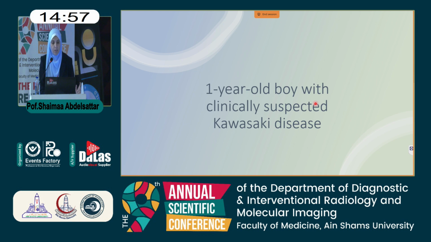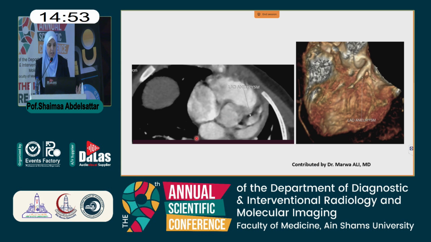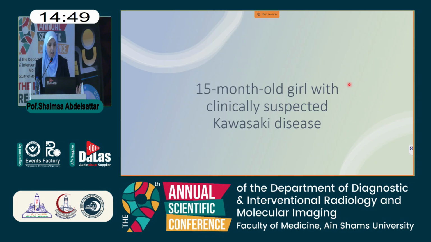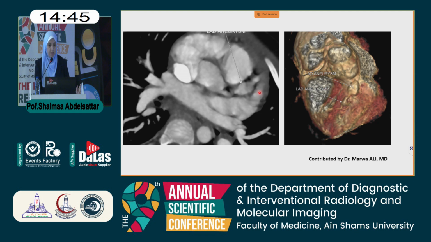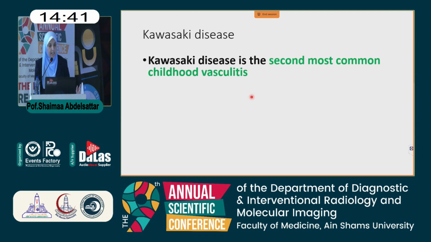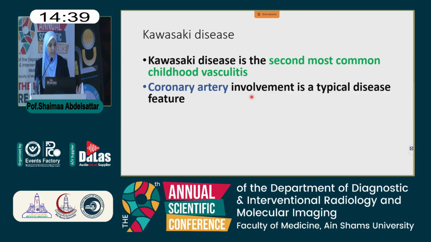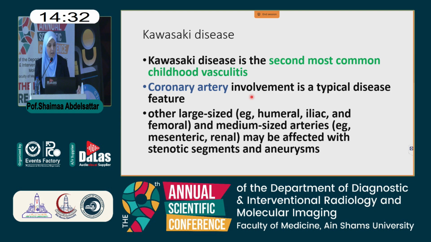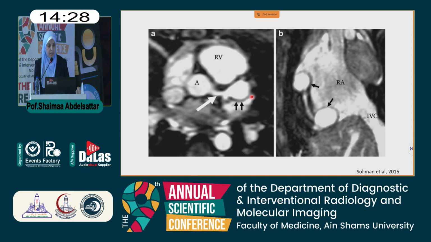Another case is a 1-year-old boy with clinically suspected Kawasaki disease. We can see here aneurysmal dilatation of the coronary arteries with areas of narrowing. Also a similar case of Kawasaki disease with another aneurysmal dilatation of a branch. Kawasaki disease is the second most common childhood vasculitis. Coronary artery involvement is a typical disease feature. Other large-sized vessels may be affected with stenotic segments and aneurysms.